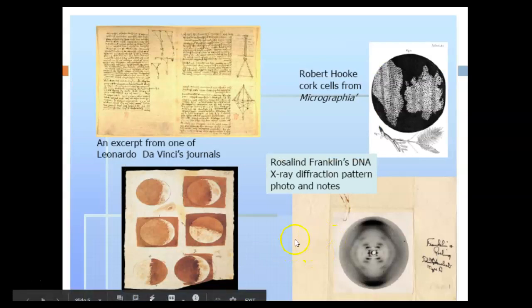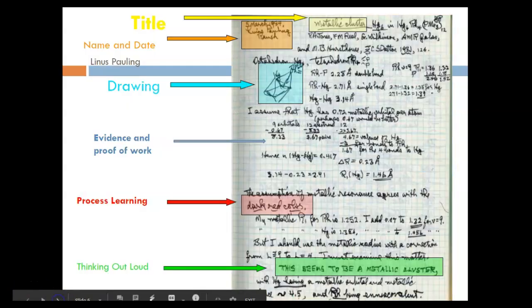Here are a few more examples of scientists. And if you notice, you have Da Vinci's journal. And we know that Da Vinci was a big scientist. You have Robert Hooke, who took a picture of a cork cell, and Rosalind Franklin's DNA array. Some pretty neat stuff. But if you notice, we still have copies of these journals today.